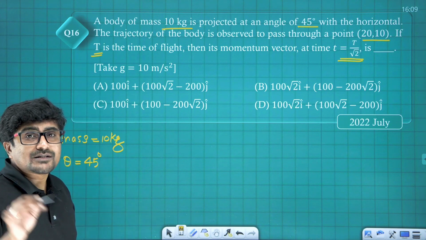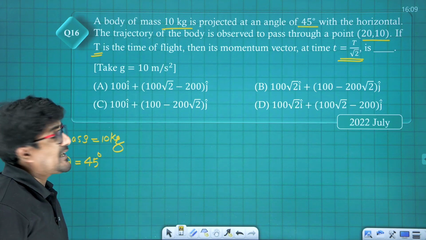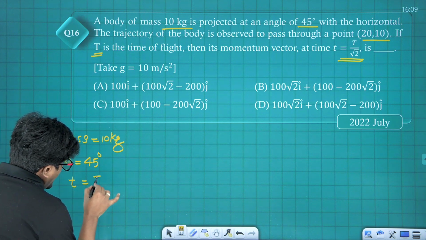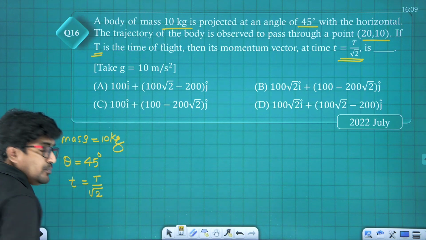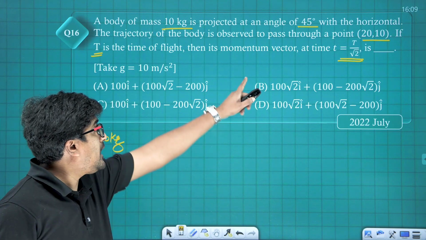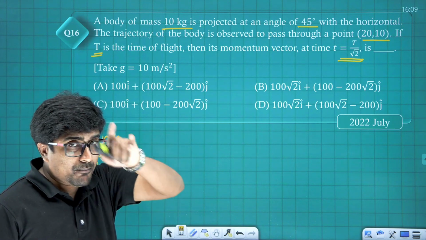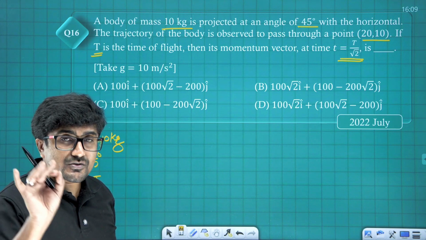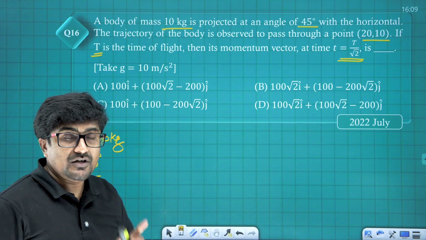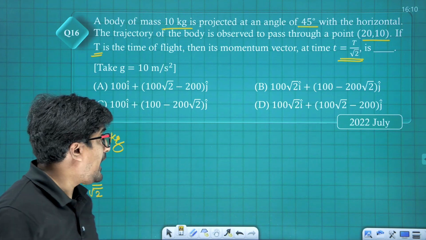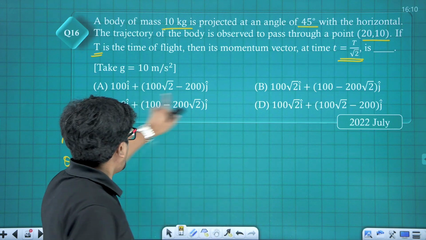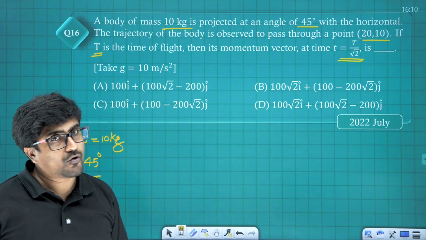Now they are asking the momentum vector at a particular time, and what is that time? t is equal to capital T by root 2. Now of course, to get this particular momentum at the time capital T by root 2, we must know the value of the initial velocity of the projectile, and we must know the time value. Without that, we cannot get an answer in this given format.